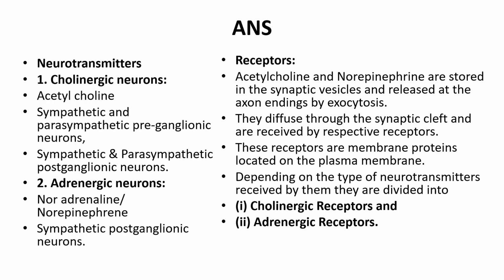These receptors are membrane proteins located on the plasma membrane, and depending on the type of neurotransmitters received by them, are divided into two types. So they are cholinergic receptors or adrenergic receptors.